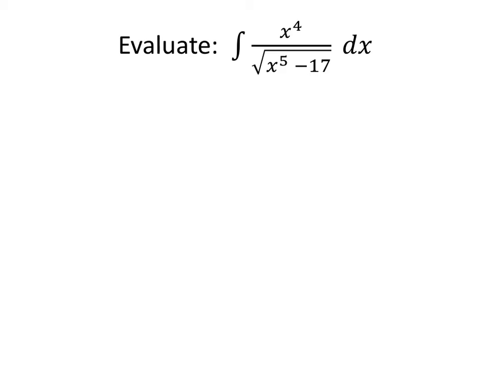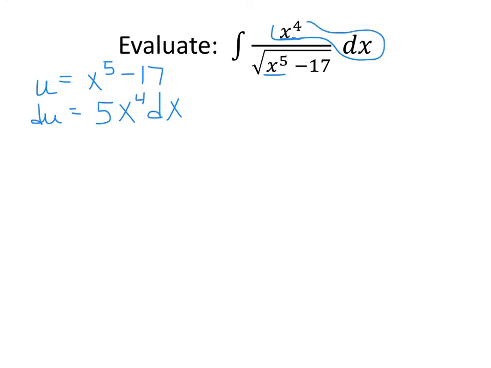Here we want to evaluate the integral of x to the fourth divided by the square root of x to the fifth minus 17 dx. Okay, well, I notice that I have an x to the fifth down here and an x to the fourth up here. So what I'm looking for is how can I break them down? I'm going to say let u equal x to the fifth minus 17. So then du will equal 5x to the fourth dx. Now I can see I already have the x to the fourth dx in the problem, but in order to replace it with a du, I need this missing 5.